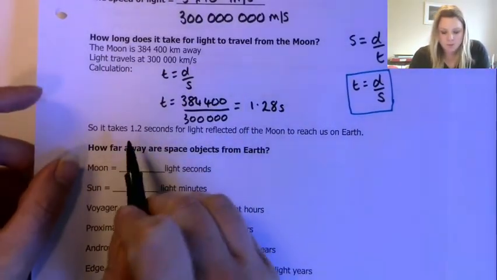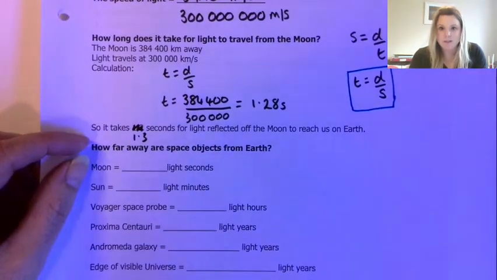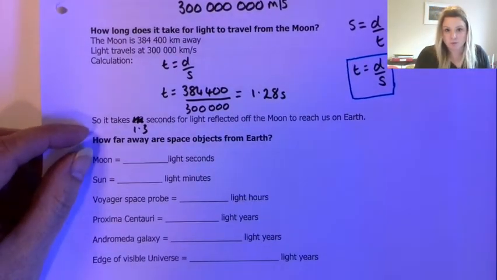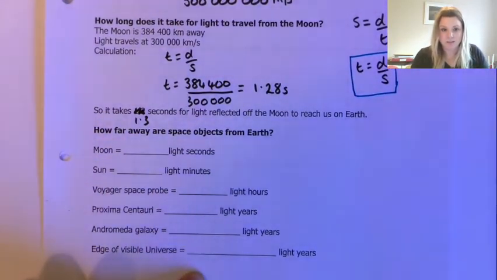Okay, so it takes 1.2, really that should be 1.3, shouldn't it? Change that please. Seconds for light reflected off the moon to reach us on Earth. Now we're going to fill in these other ones here.